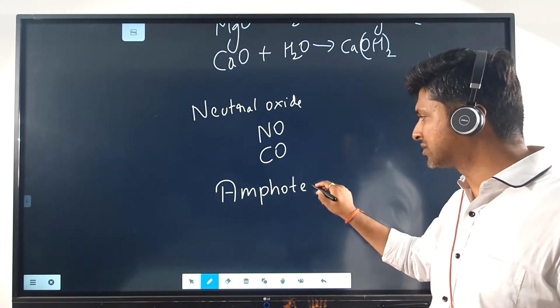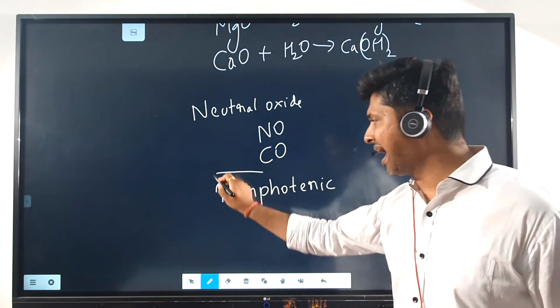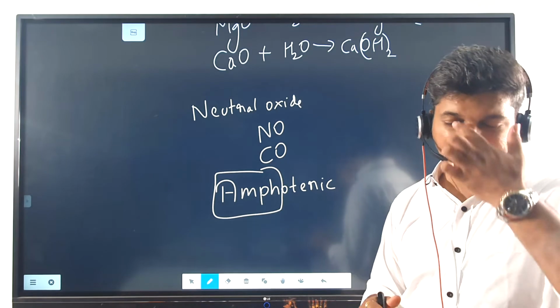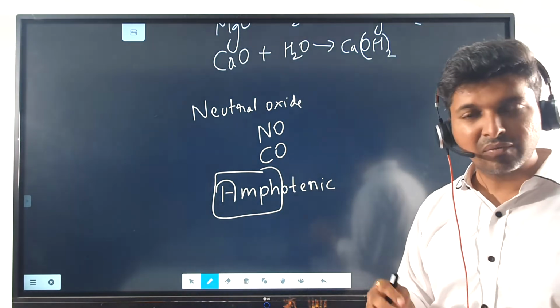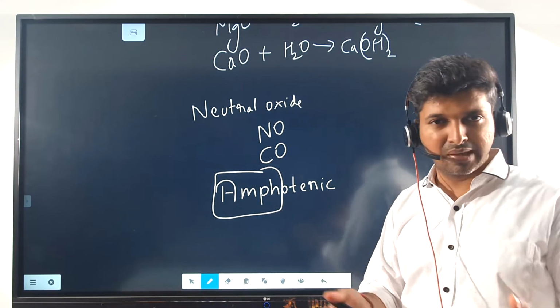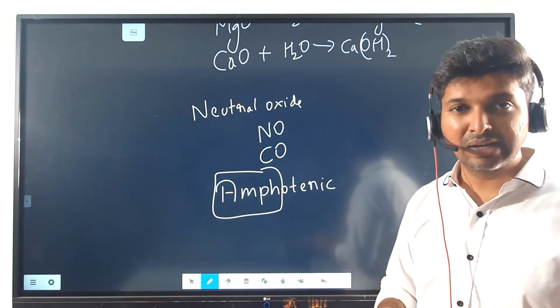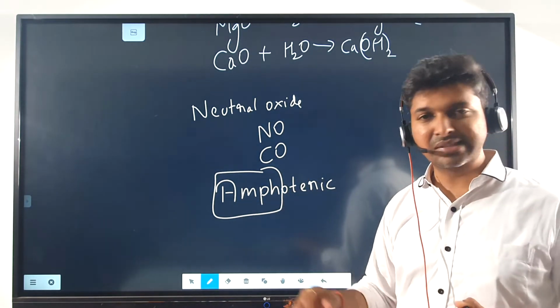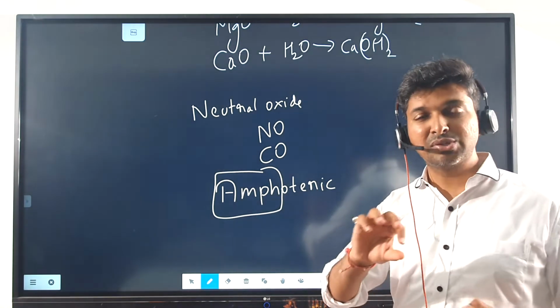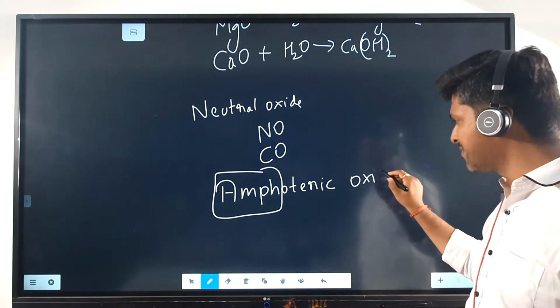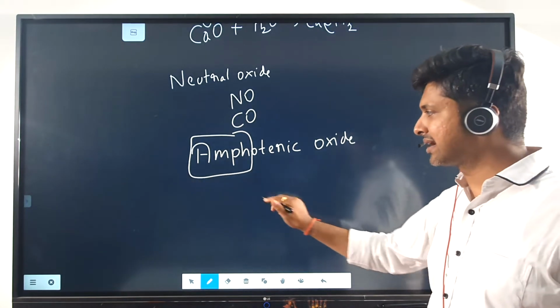Amphoteric oxides are those, see, what do you mean by the word amph? Amph basically means both. They are both acidic as well as basic. For example, an amphibian is an animal which can live on the land as well as inside the water, so it is called an amphibian. Similarly, amphoteric is a substance which can react with an acid as well as a base. So an amphoteric oxide should be a substance which can react with an acid as well as a base.